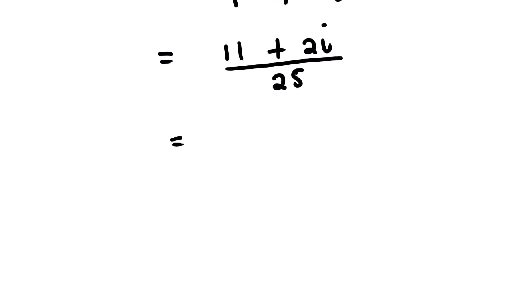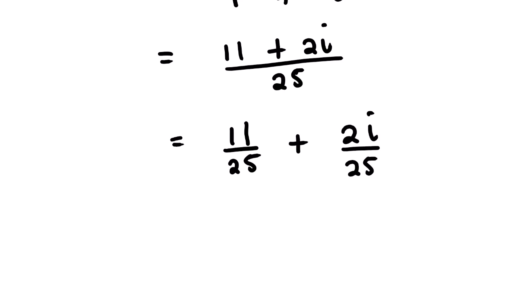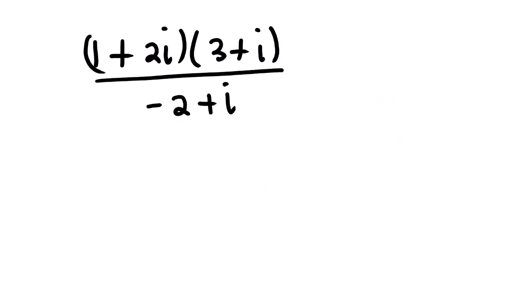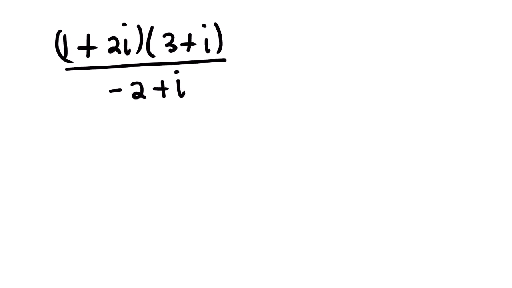Then from here we can split this into 11 over 25 plus 2i over 25. Then this is the answer. I hope you got this one correct. Let us look at another example. Well, pause the video and work this out, and play the video to see whether you understand and verify your answer. Now this one is a bit different.